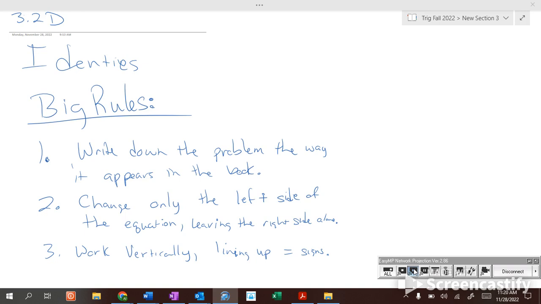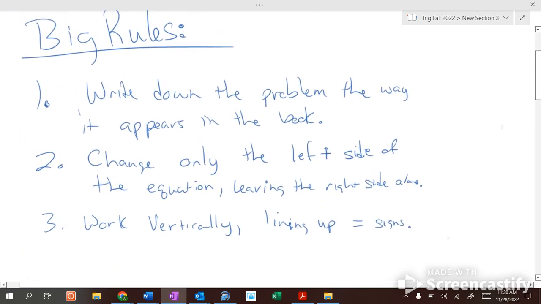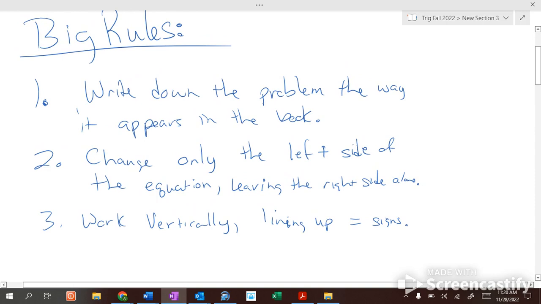And I want you to work vertically, not horizontally, so your equal signs are all lined up so we can see exactly what's going on. Trying to fit things in small spaces doesn't work so well in identities. I want them to be done vertically. I'll give you 3 examples here before I give you the assignment, and you'll see what I mean by working vertically.